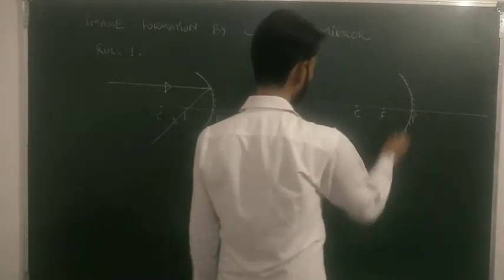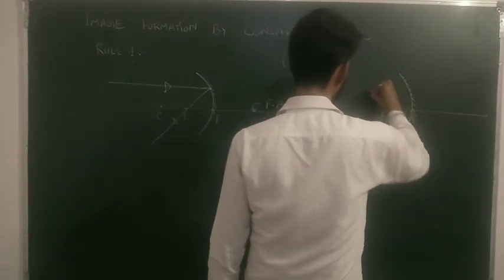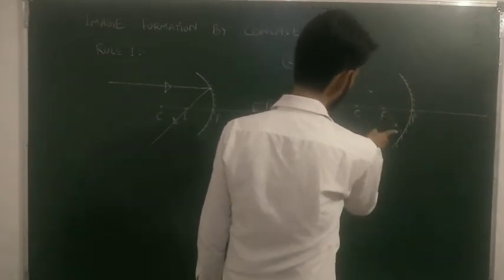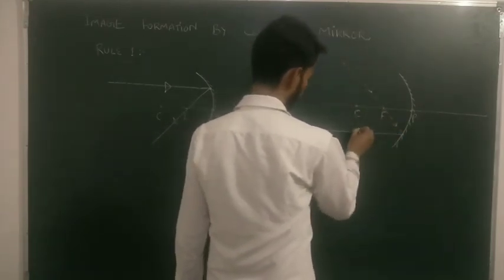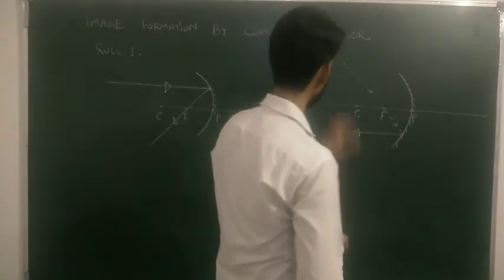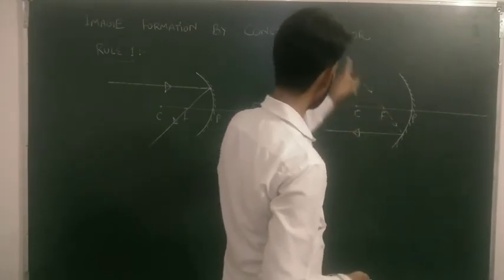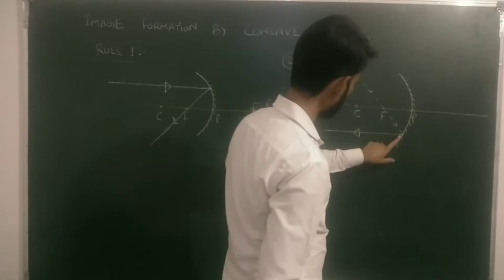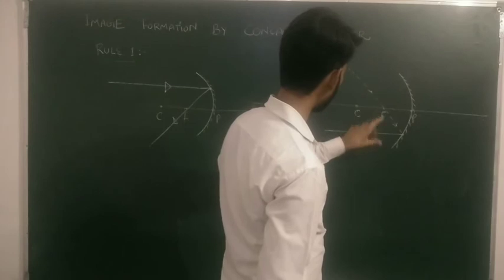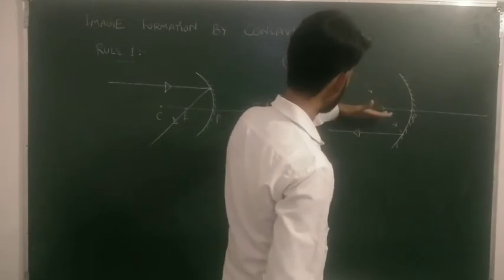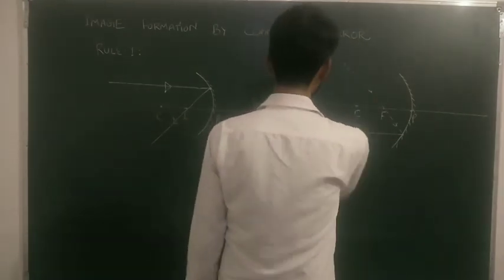If a ray of light which comes from any object goes through the focus point, after reflection it turns parallel to the principal axis. So this is the second rule.